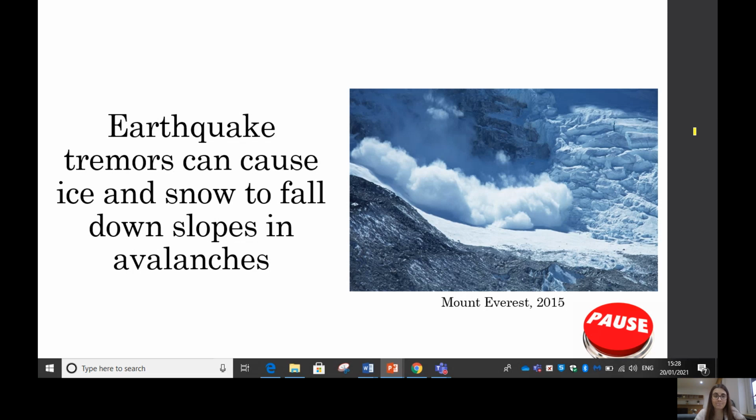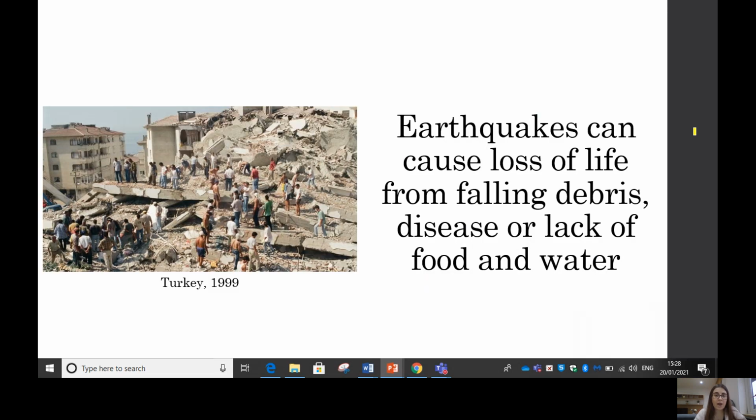came down it. Number 2, earthquakes can cause loss of life from falling debris, disease, or lack of food and water. So is disease and lack of food and water a human effect or a physical effect?